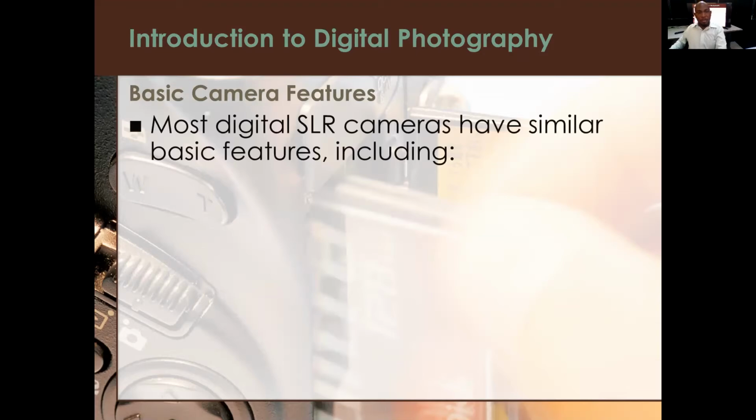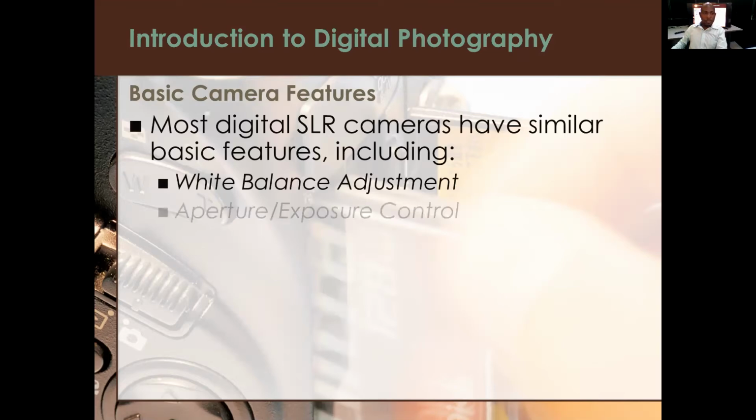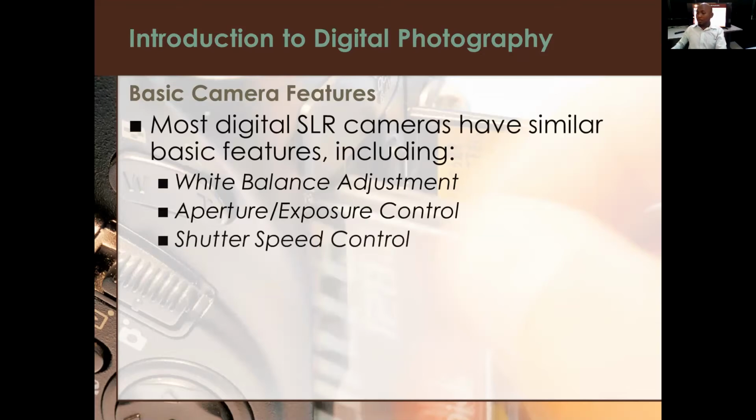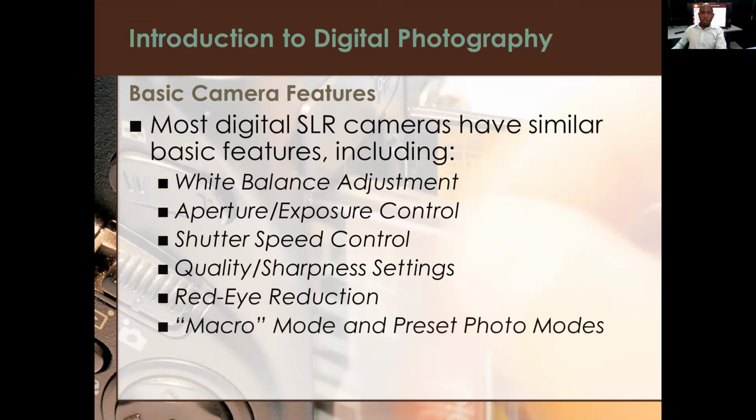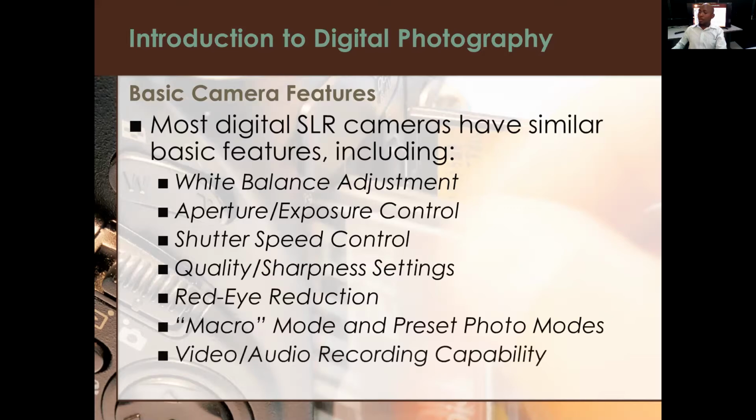Alright, basic camera features. Most digital SLR cameras have similar basic features, including white balance adjustment, aperture and exposure control, shutter speed control, quality sharpness setting, red eye reduction, macro mode and preset photo modes, video/audio recording capability.